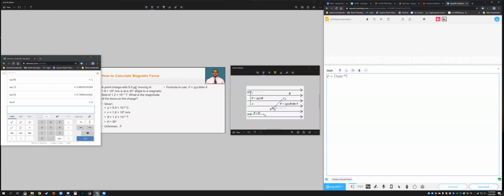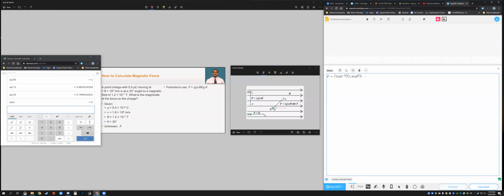So micro anything means times 10 to the -6. And you have to put that in there because otherwise you're putting in a much larger number. You can't just put 5. So we have Q. V is velocity, and it just says straight up, it's moving at 1.8 times 10 to the 6th meters per second. Well, that's easy enough. 1.8 times 10 to the 6 meters per second.